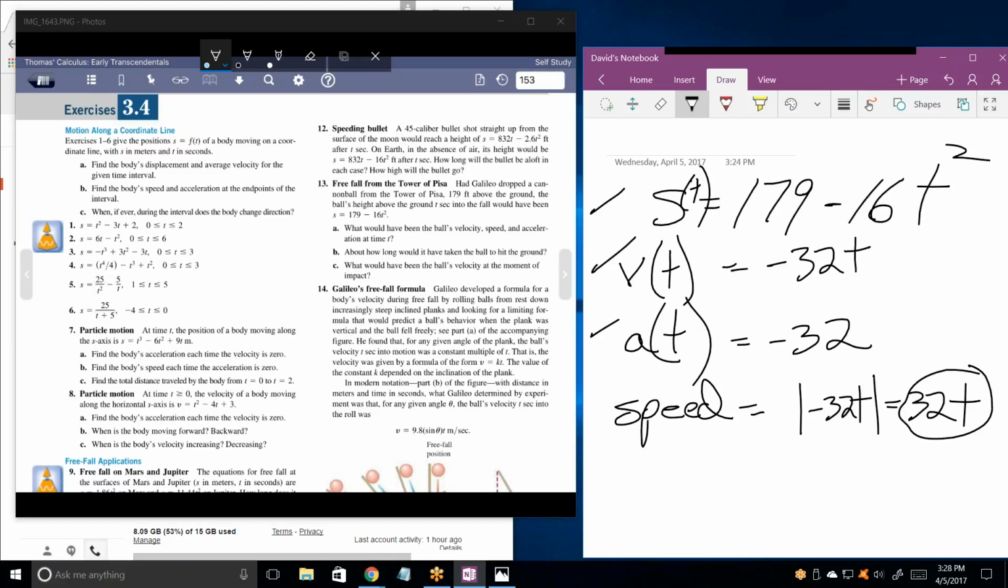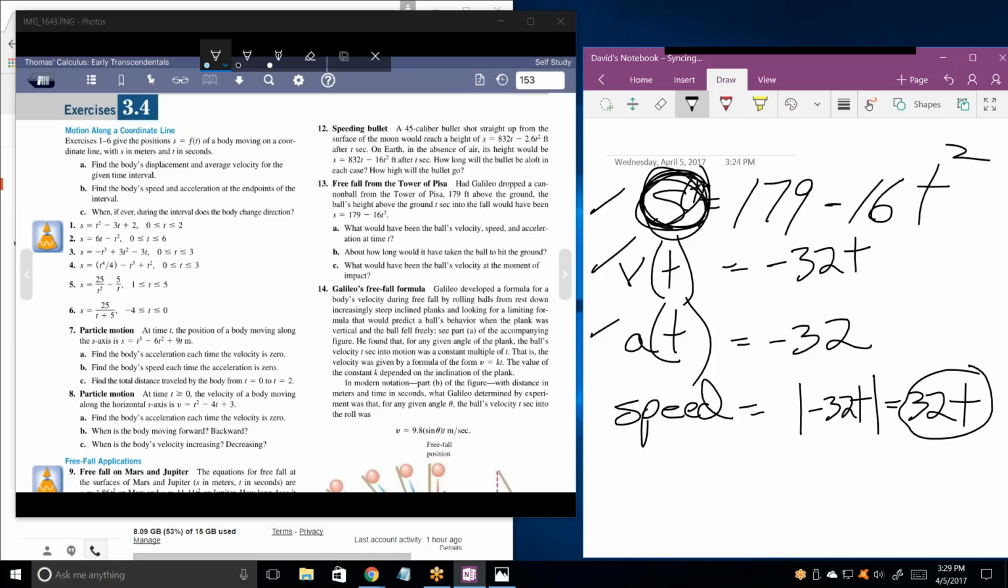So when they say how long would it take for the ball to hit the ground, which one do I want to use? I'd say velocity. Or no, would it be the beginning function with s? And set s to be what? Zero. What's the height when it hits the ground? S is the height. Yeah. Okay. So I set this function equal to 0 and I solve for t. And you get 179 divided by 16, the square root of that.